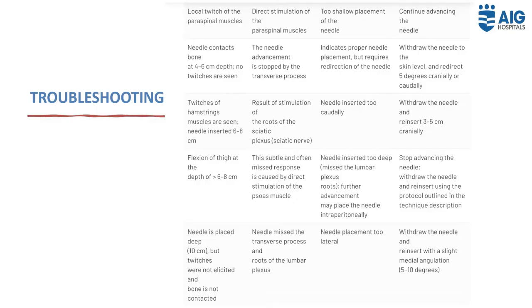If the needle is placed deep at about a depth of 10 centimeter, but still there are no twitches elicited and even the transverse process isn't contacted, then the needle has missed the transverse process and the lumbar plexus. It may be too lateral. Withdraw and reinsert with a slight medial angulation of 5 to 10 degrees.